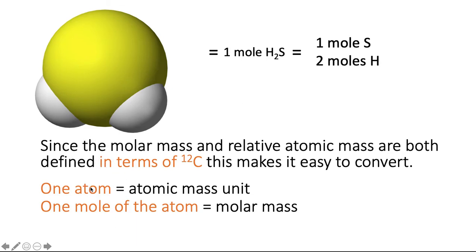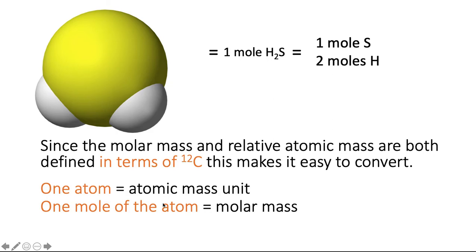But if we're looking at just 1 atom, it will give me the atomic mass unit. If we look at the same number but in 1 mole, because it's just 1 mole of the atom, it gives me the molar mass. The difference between 1 atomic mass unit and a molar mass is that there are 6.022 times 10 to the 23rd more atoms in the molar mass than in the atomic mass unit.